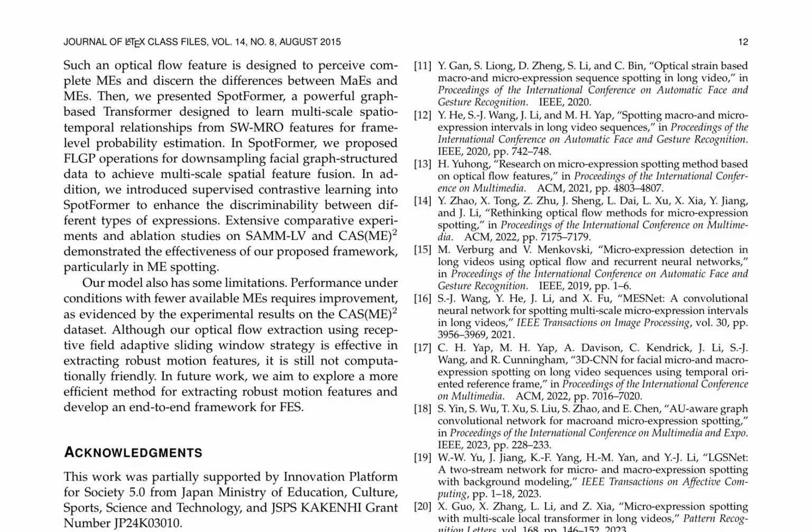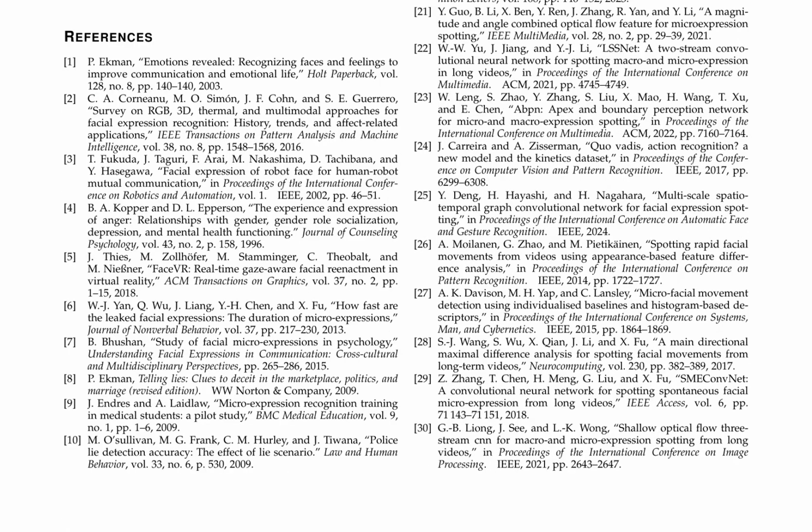The proposed framework is evaluated on the SAMM-LV and CAS(ME)^2 datasets, demonstrating its effectiveness in micro-expression spotting. The results show that the model achieves a recall rate of approximately 0.5 in macro-expression spotting and 0.4 in micro-expression spotting, with an exception for micro-expression spotting on the CAS(ME)^2 dataset, where it achieves a high precision score but a low recall score due to data scarcity and imbalance.